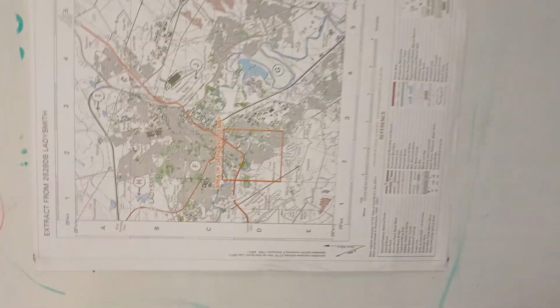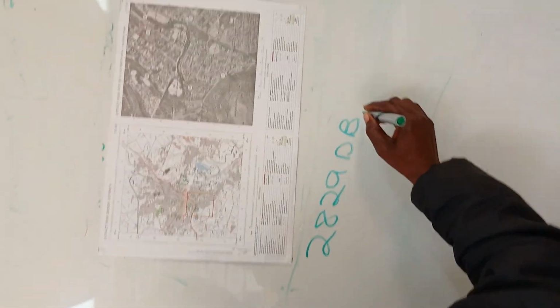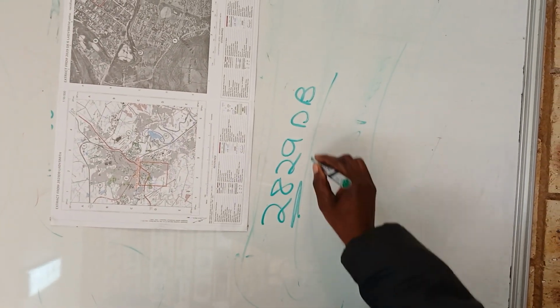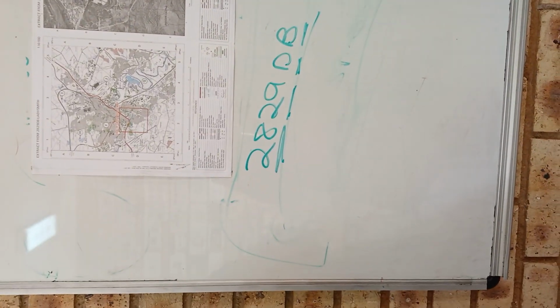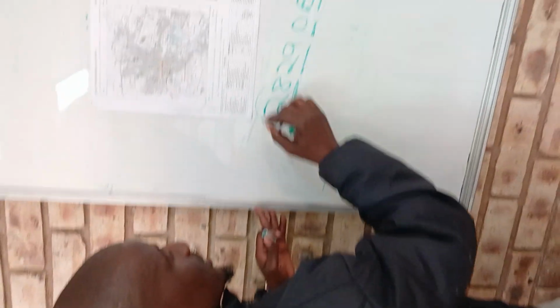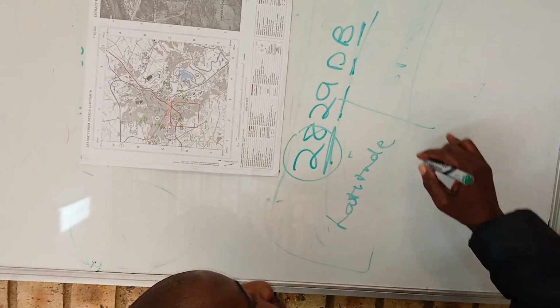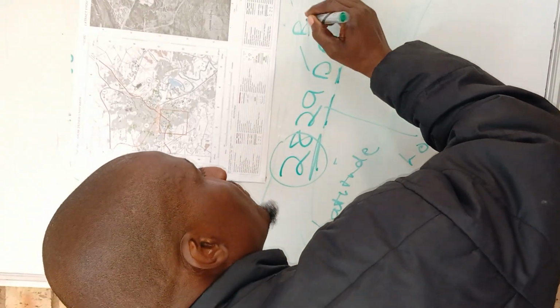The other thing that you can also be asked when you are interpreting the map is, if you check here, it says an extract from 2829 dB. So you need to know what this 28 represents, what this 29 represents, what this D represents, and also what this B represents. This is what we call map coding, or map referencing. We have got the first two letters, which give you the latitude. This gives you the longitude. The D is the bigger block.